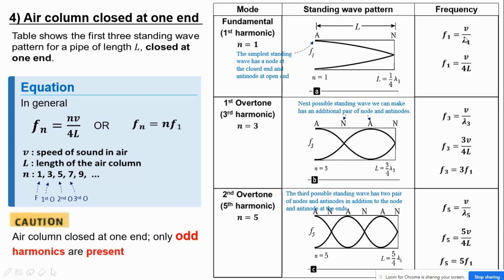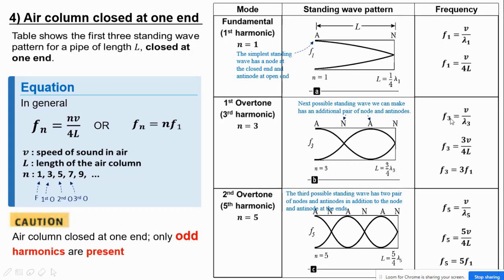So the frequency f1 equals v over lambda 1, and we can have lambda 1 equal to 4L, and we are going to replace in this equation to get f1 equal to v over 4L. For the first overtone, which is the third harmonic, we have n equal to 3. So the next possible standing wave we can make has an additional pair of nodes and antinodes. So we can have 2 antinodes and 2 nodes here.